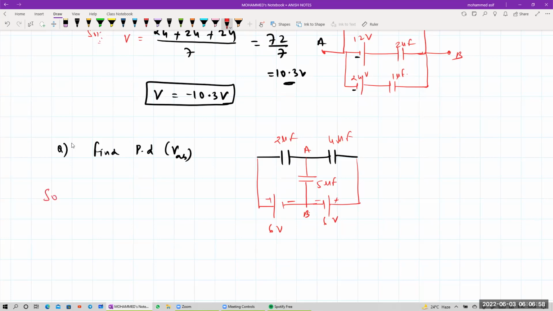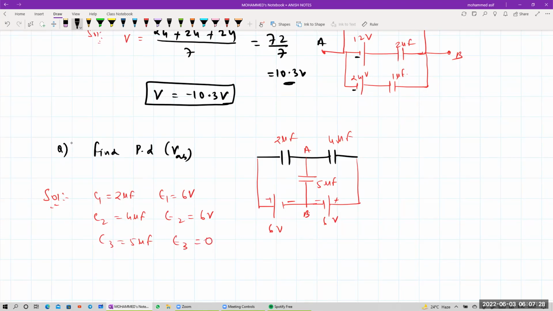Come on, try to do it. Common potential, the method I told you earlier. What is C1 here, sir? C1 is equal to 2 microfarad. E1 will be equal to how much? 6 volts. Similarly C2 is equal to 4 microfarad, so E2 will be equal to how much? That is also 6 volt. C3 is equal to 5 microfarad. The EMF for this one is how much? There is no EMF, it is 0. Okay, sir.